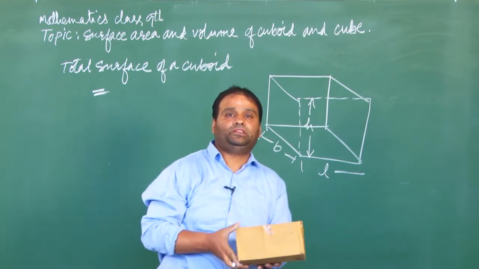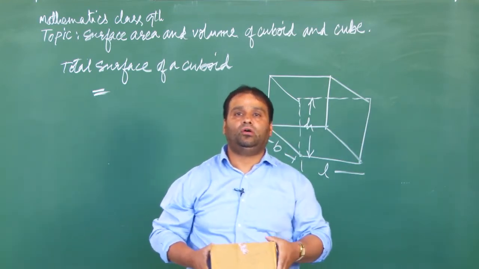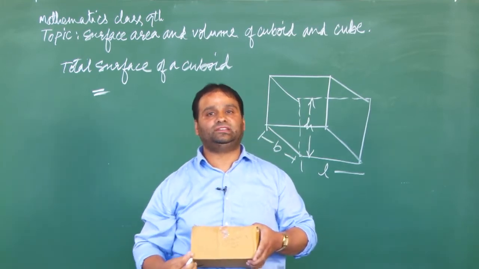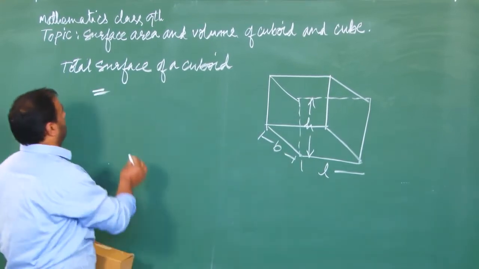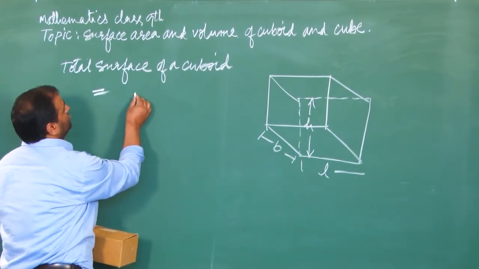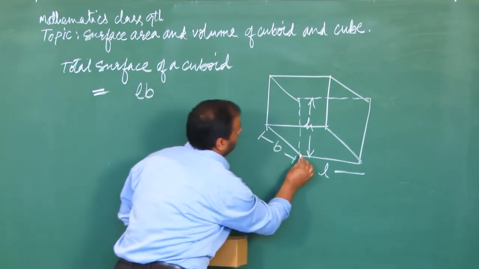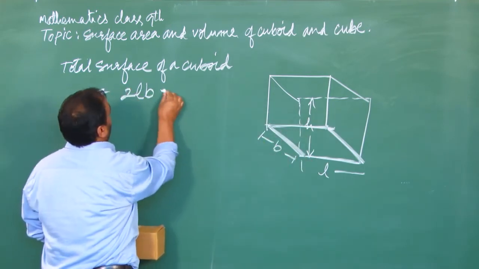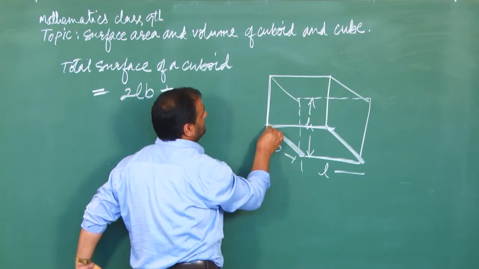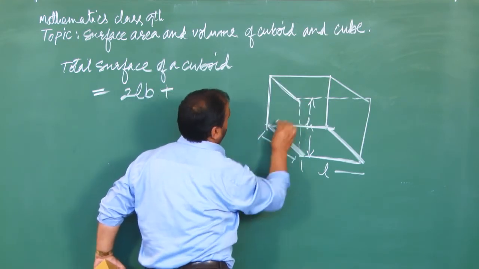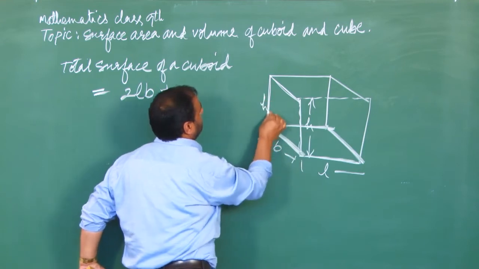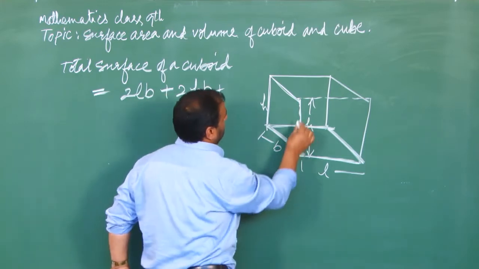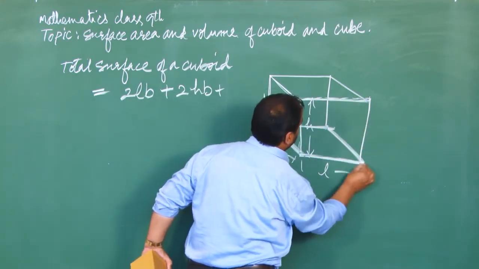And at the back of this box, there is another rectangle of the similar dimensions, with length and height. So, in this cuboid, we have 2 surfaces with rectangular surfaces having dimensions length and breadth. We have 2 surfaces having dimensions height and breadth, and we have 2 surfaces with dimensions length and height.